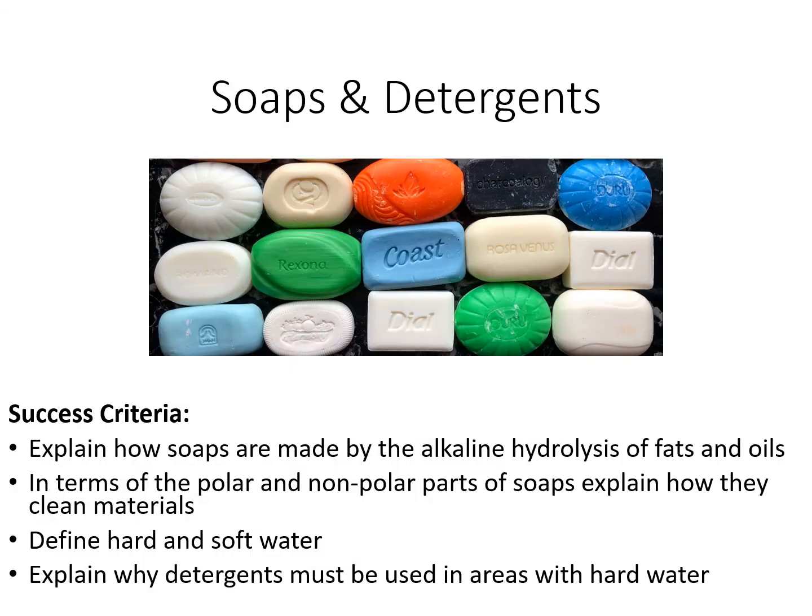Okay, so that's us done. So explain how soaps are made by the alkaline hydrolysis of fats and oils. In terms of the polar and non-polar parts of soap, explain how they clean materials. Define hard and soft water, and then explain why detergents must be used in areas with hard water. If you didn't get any of those, you want to go back over, obviously you can do that, that's quite easy. There should be timestamps below so you can have a look at those. But let's go through a couple of past paper questions to see how you got on.